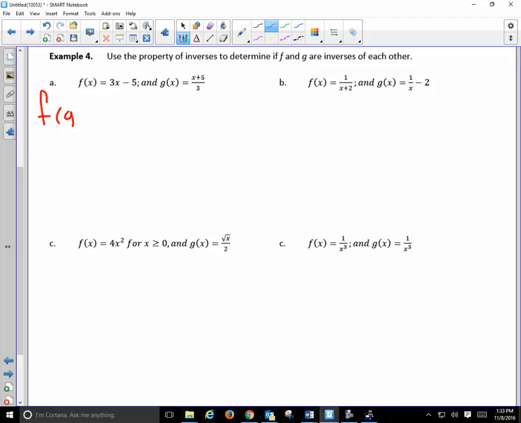So I will take f composed of g. And we have done composition yesterday, right? So we have these two new operations that we've learned, inverse of functions and composition of functions. So I'm going to take this and place it right there. And I get 3 times x plus 5 over 3, minus 5. What is the first part that simplifies here? The 3's cancel, and I get x plus 5 minus 5. And what does that give me?